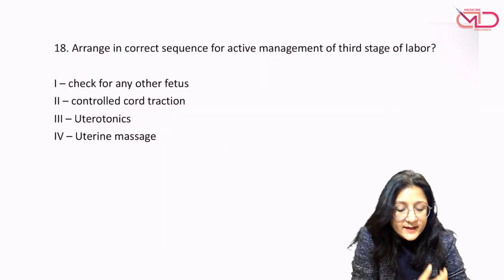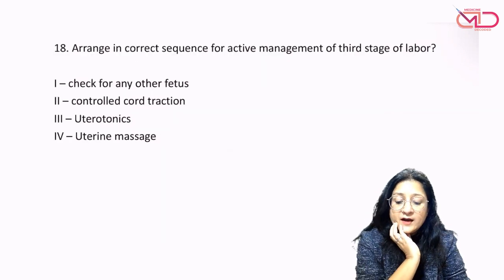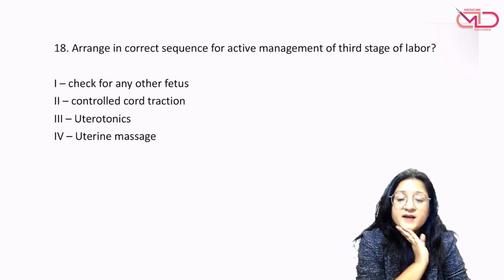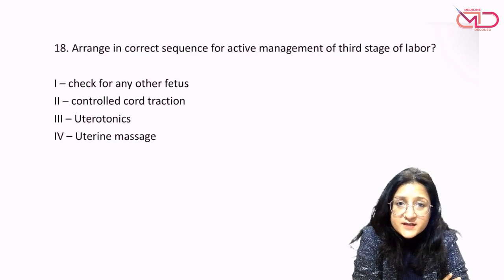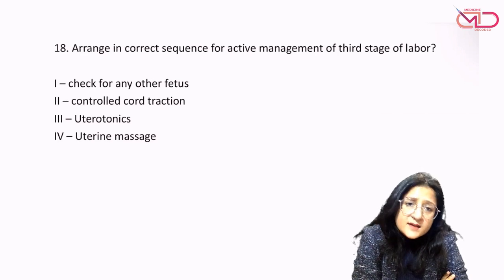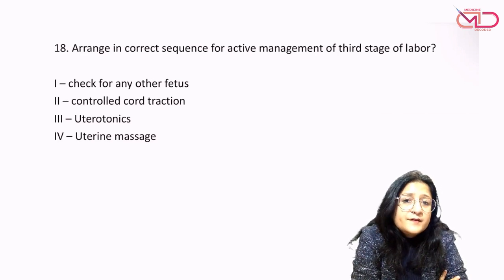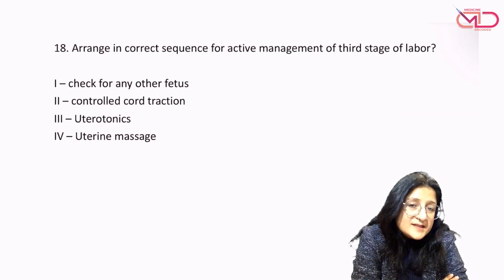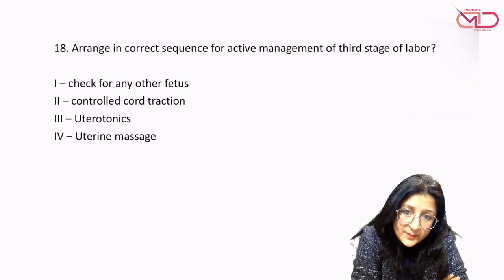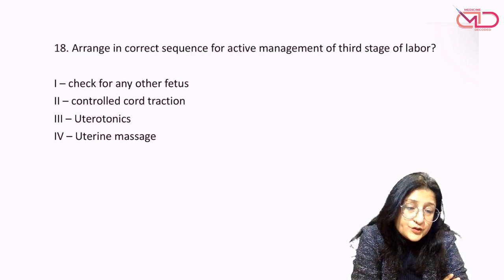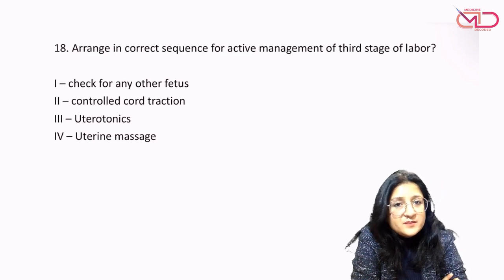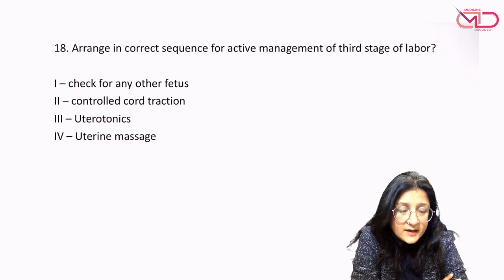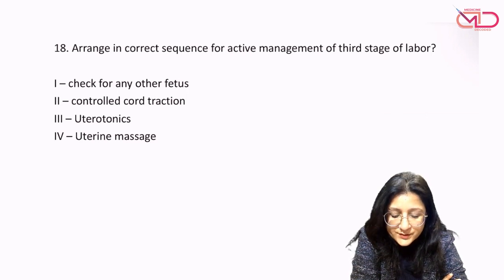Now let's have a look at the next question. The options I have not provided, however, the question they had asked was to arrange in correct sequence the active management of third stage of labor. Now, third stage of labor is when you have to deliver the placenta, right? Now, in active management of third stage of labor, uterotonics are given immediately after delivery of the baby, right? Delayed cord clamping is followed according to WHO, then controlled cord traction is used to deliver the placenta, and uterine massage intermittently can be done, right, to assess the tone of the uterus, right?